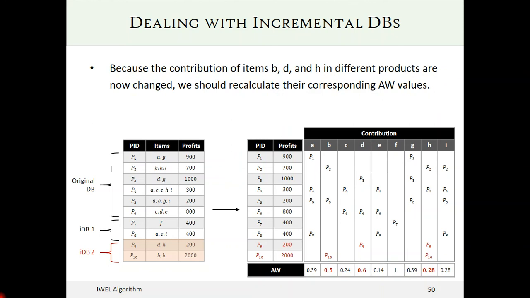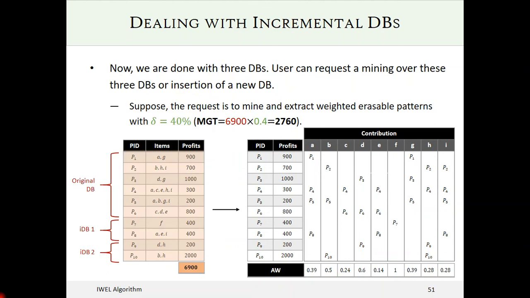Because the contribution of items B, D, and H in different products is now changed, we should recalculate their corresponding AW values as well. And now we are done with 3 databases.